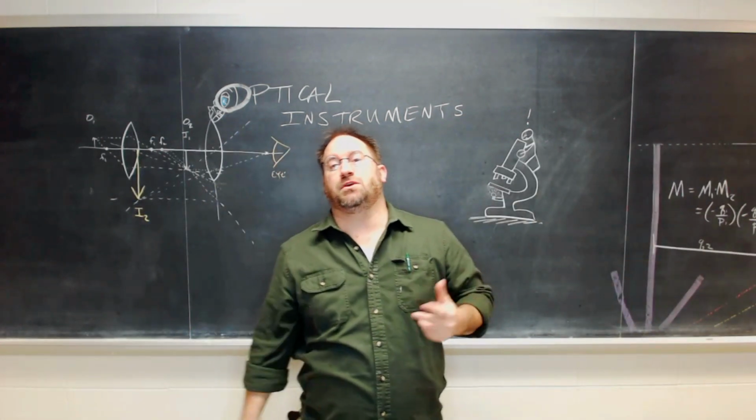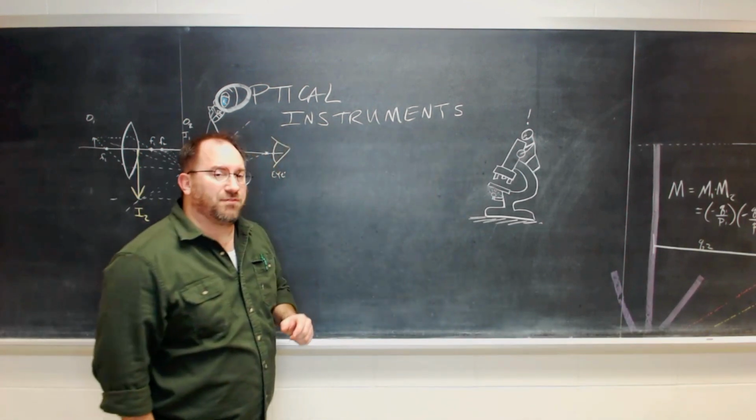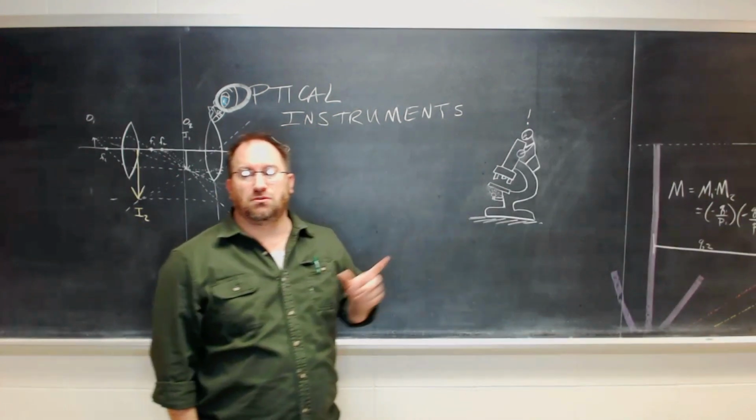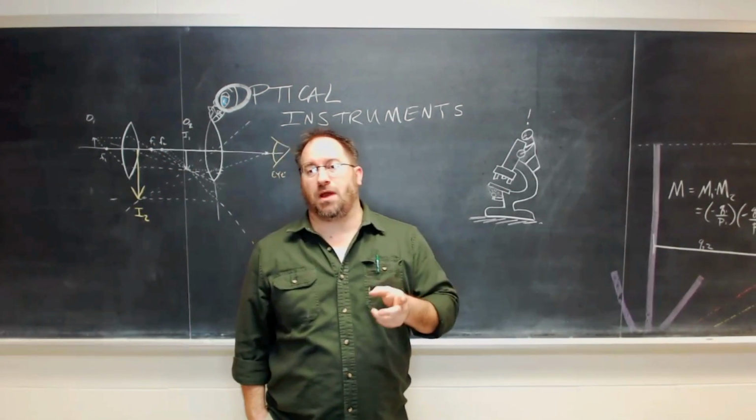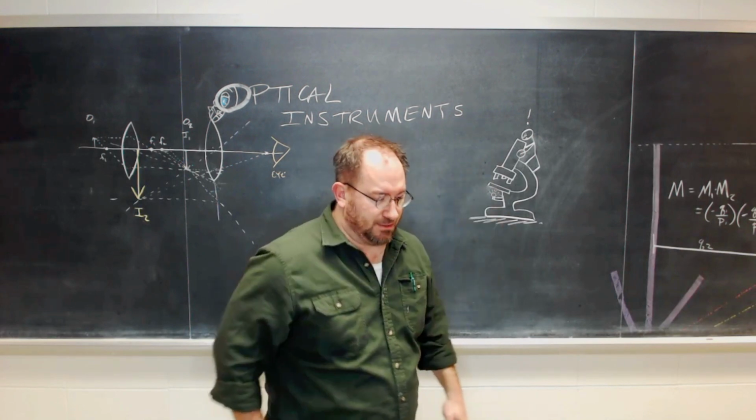Hey everybody, welcome to this week's walkthrough. We're going to be going over optical instruments, and we're going to talk about the different combinations of lenses that can be used for looking at things close and far away. But before we get into all the details, let's talk about this week's PreLab activity.